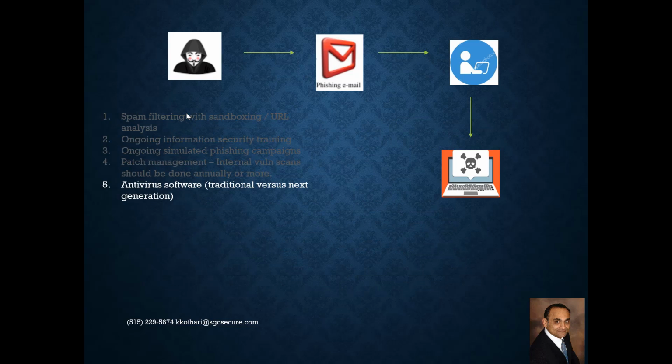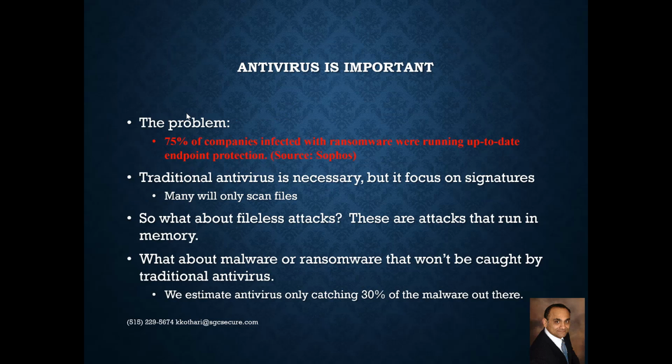So in addition to patch management, antivirus software is huge. And there's going to be a difference between traditional versus next generation antivirus solutions. And so this brings that stat that I emphasized earlier back to mind. The problem is 75% of companies infected with ransomware were running up-to-date endpoint protection. So traditional antivirus is necessary. But the problem is that it focuses on signatures, and many of the traditional antivirus solutions will only scan files.